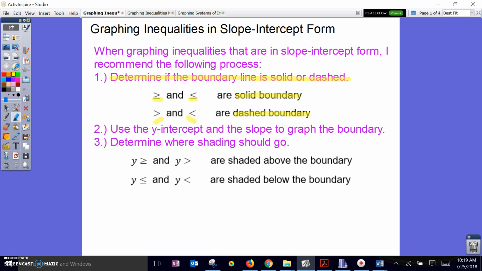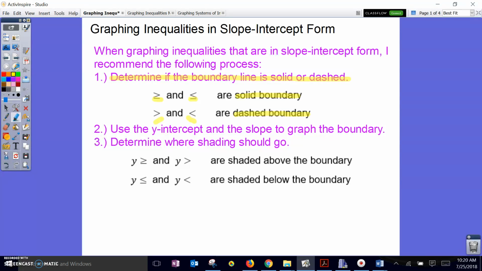This is identical to the concept when we graphed inequalities on a number line. We had open circles and closed circles. We had closed circles when we had equals portions on the inequality signs, and we had open circles when we didn't. Remember that the closed circle means that that's part of our solution, and the open circle means that it's just a boundary to our solution.